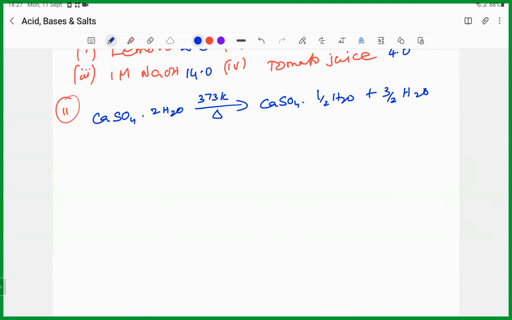When it goes beyond 373, the whole water of crystallization is lost. You will get anhydrous calcium sulfate. So this is the precaution we have to take. So when you are heating, it will give calcium sulfate hemihydrate. This compound will be used in the plastering of bones.